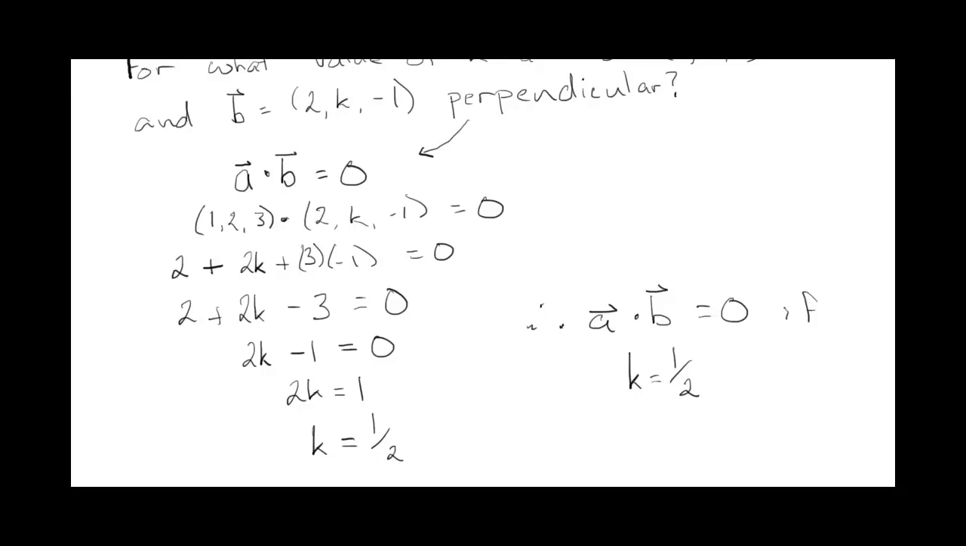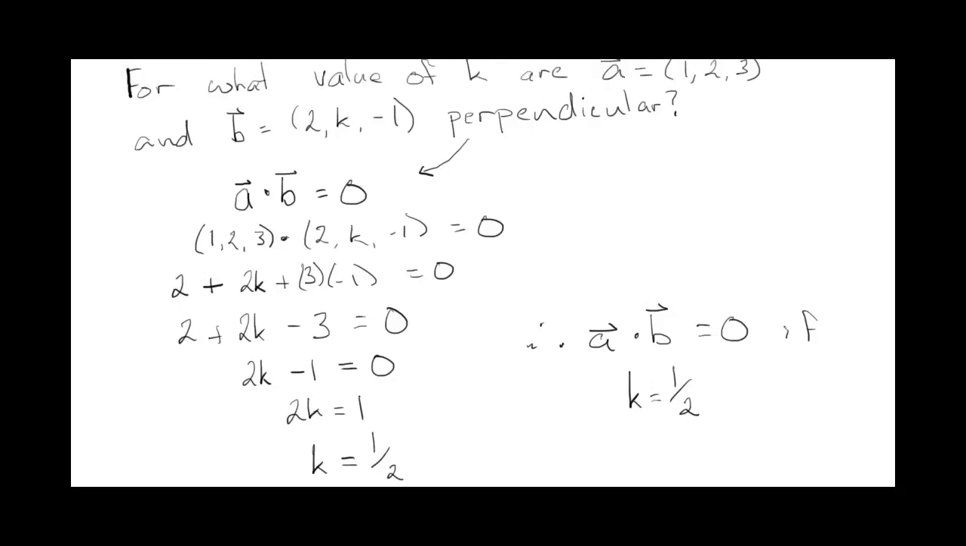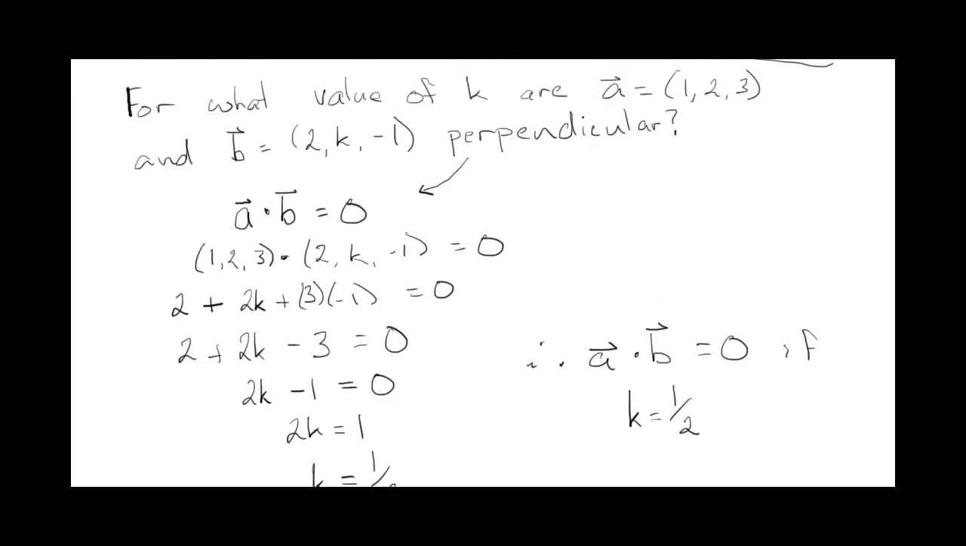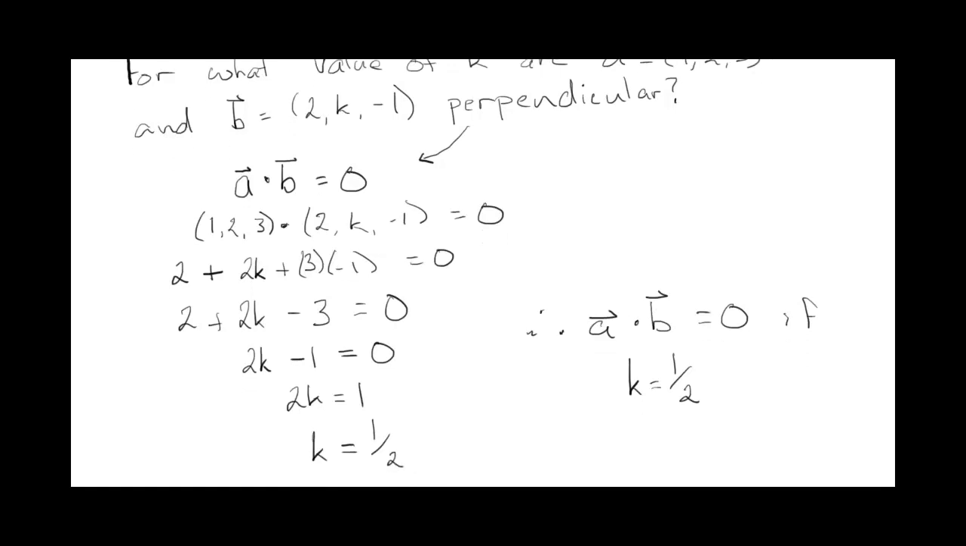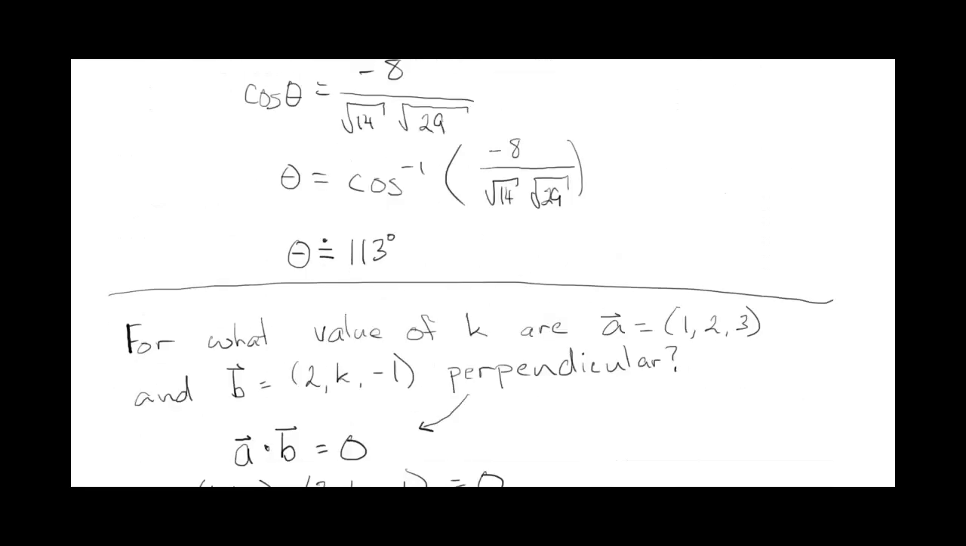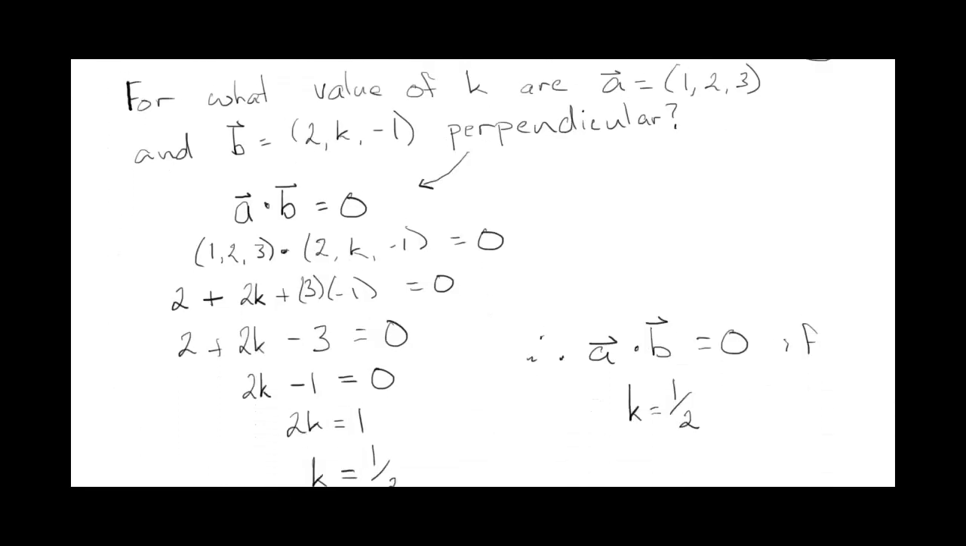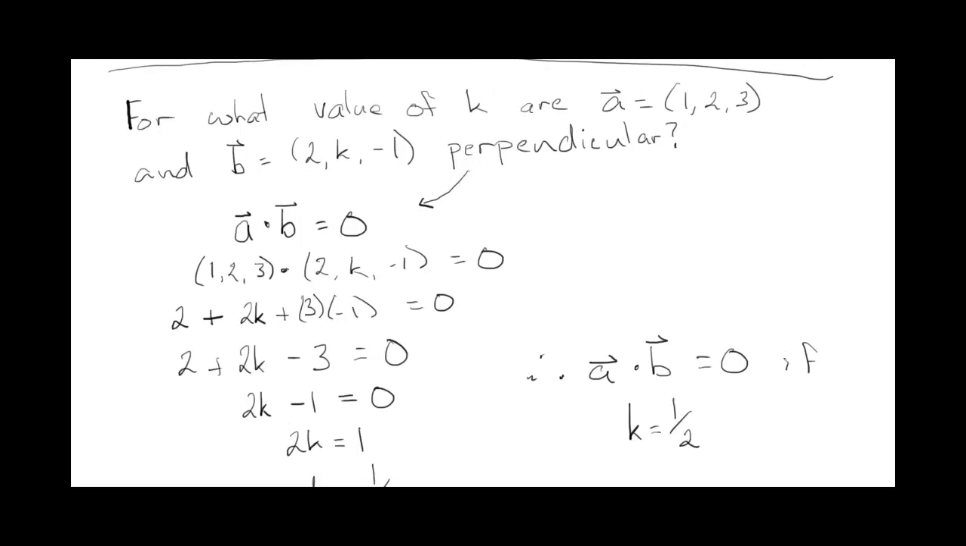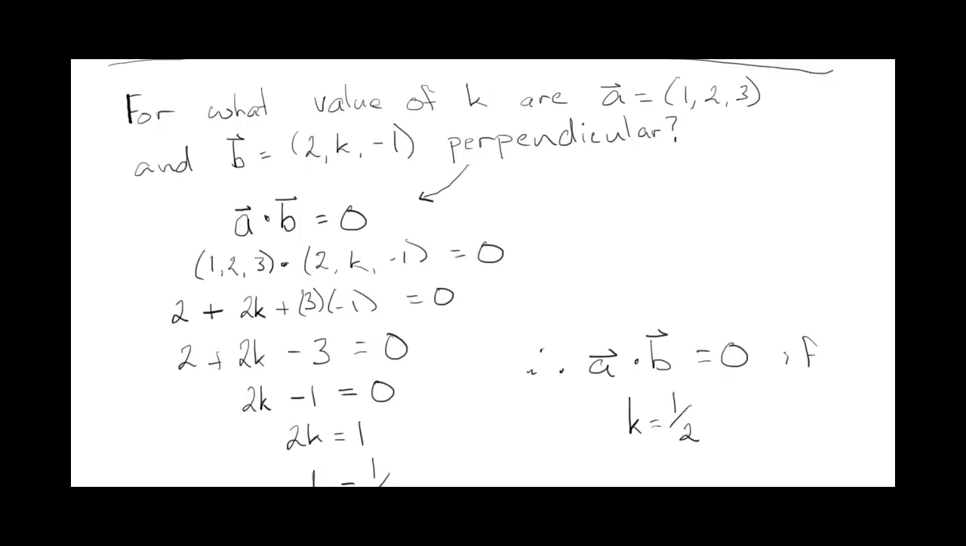So those are probably two of the more common applications of dot product questions you're going to see. One where you have to find the angle, and then another one, something involving the fact that two vectors are perpendicular and setting the dot product equal to 0.